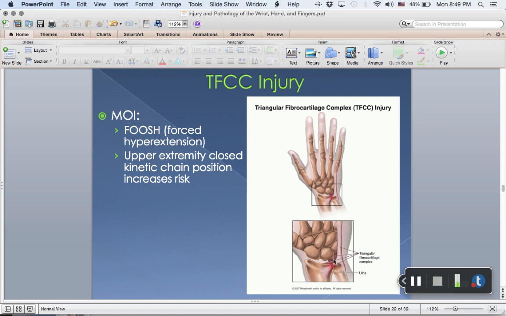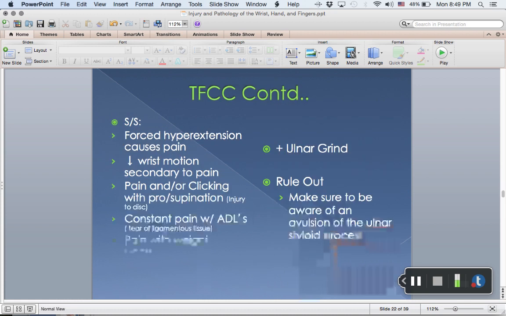As you can see in the picture, here is the triangular fibrocartilage complex on that ulnar side. And again, mechanism of injury is forced hyperextension.